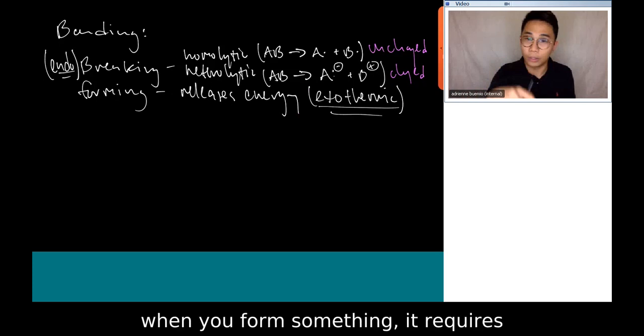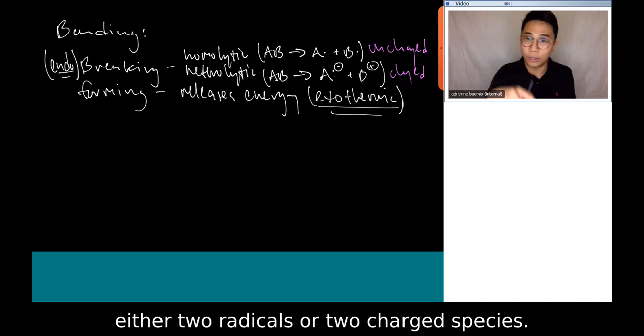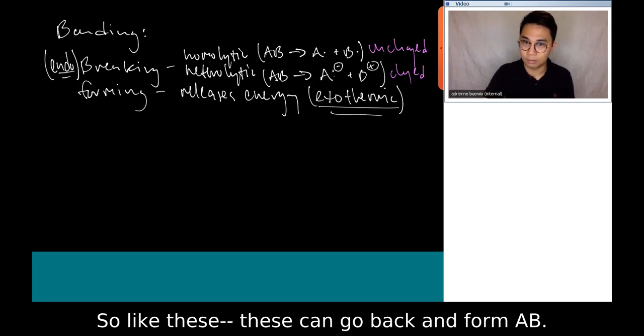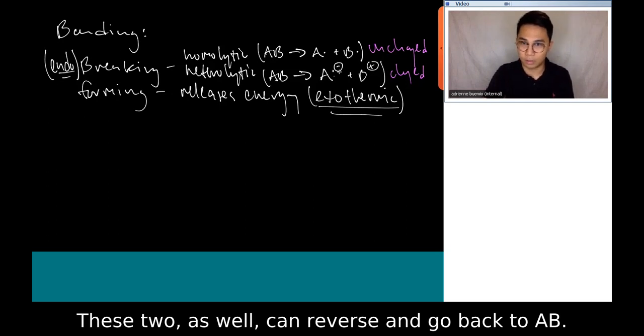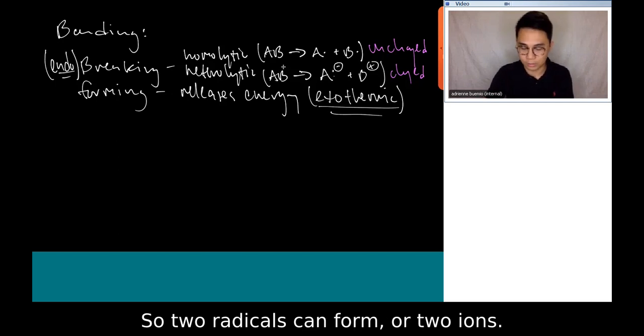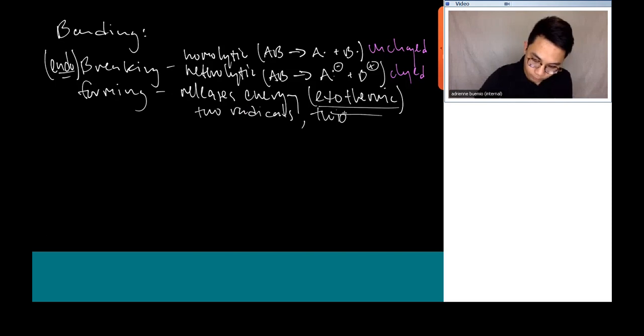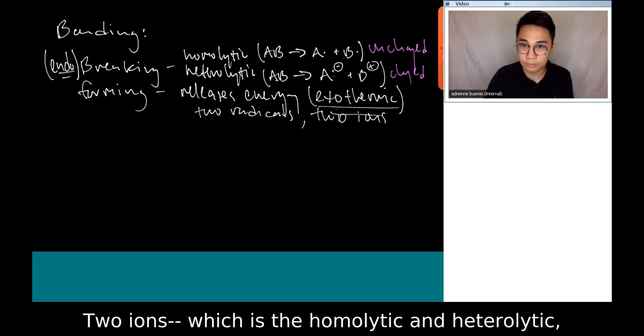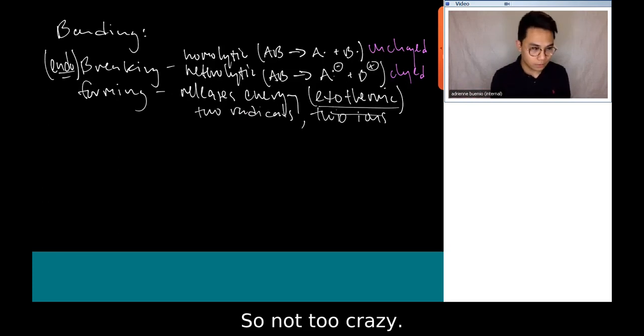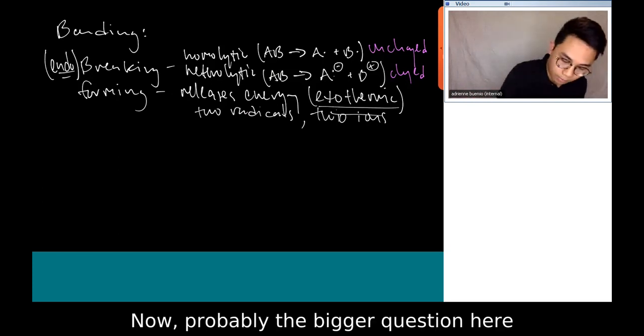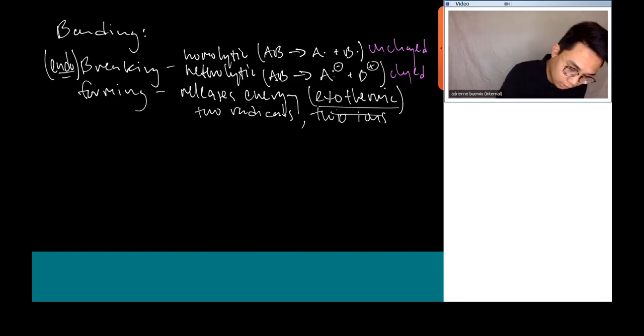With forming also, when you form something, it requires either two radicals or two charged species. Like these can go back and form AB. These two as well can reverse and go back to AB. So two radicals can form, or two ions, which is pretty much the homolytic and heterolytic. So not too crazy. Now, probably the bigger question here is the bond dissociation energy.